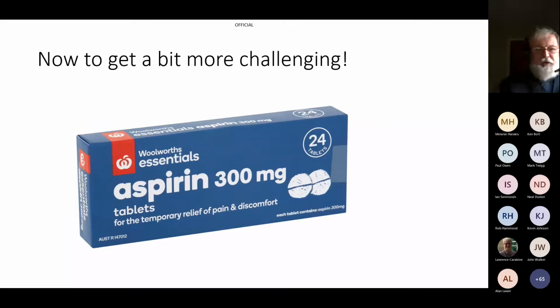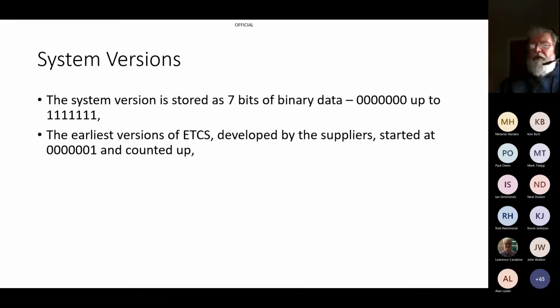So I've mentioned these system versions. What are they? Well, they are a field in messages sent to and from the trackside and onboard, and they describe the language that the two parts of the system are capable of using. And the system version is stored as 7 bits of binary data. So 7 zeros up to 7 ones, which gives you quite a good number.